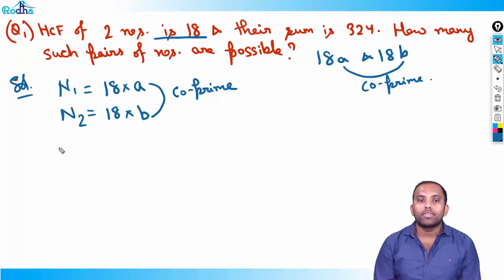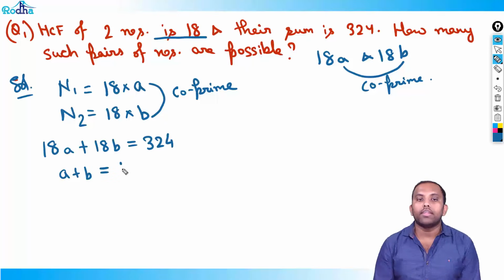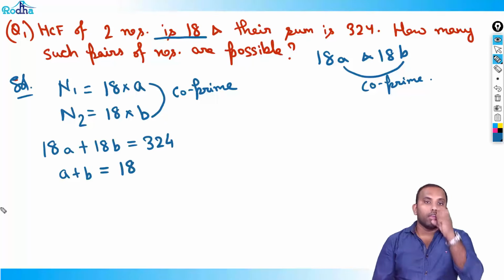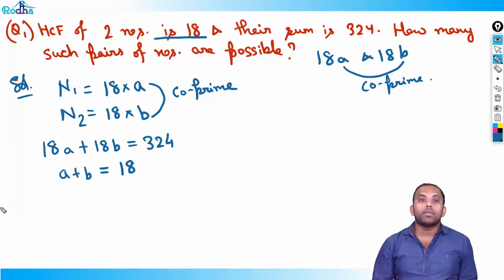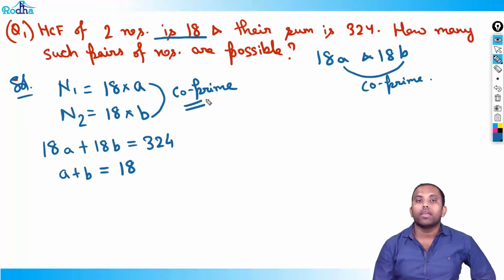Okay, so now the sum of these two numbers. 18A plus 18B is equal to 324, right? So therefore A plus B is equal to what? 324 by 18, that is equal to 18. Okay, so now how many such pairs of numbers are possible? Now we have to see that A and B should be co-prime. So I can write all those cases where the sum A plus B is 18.